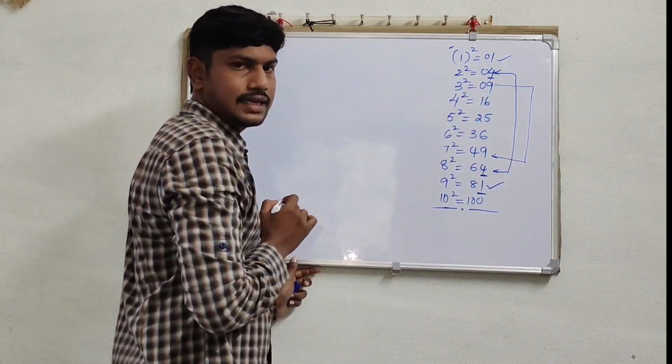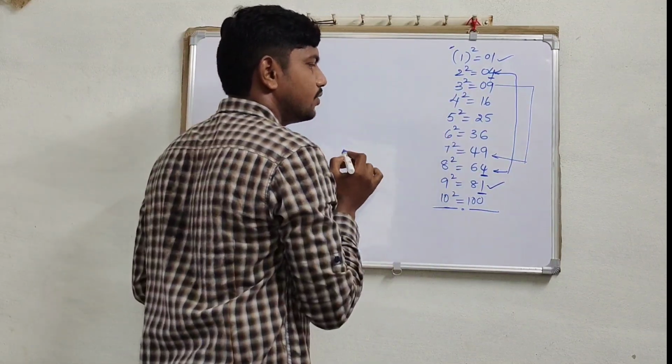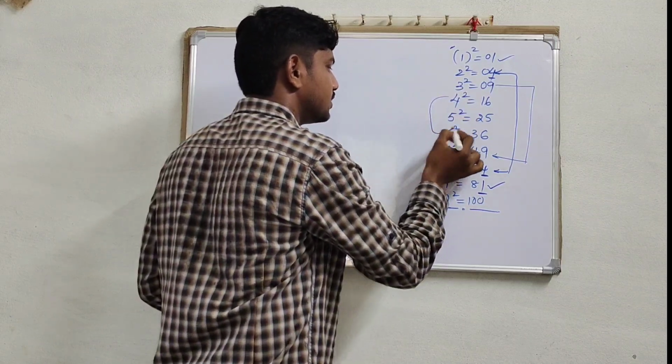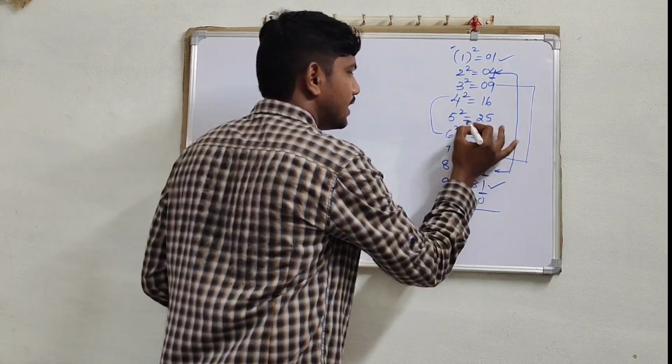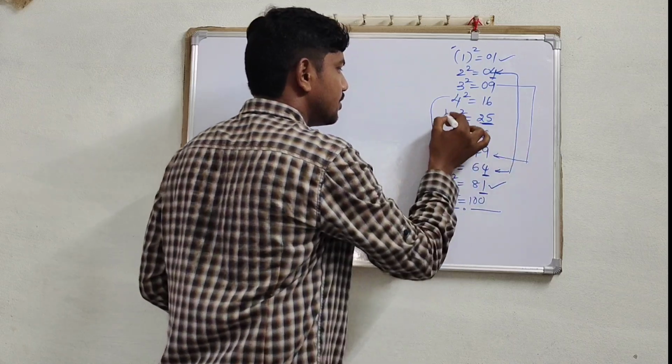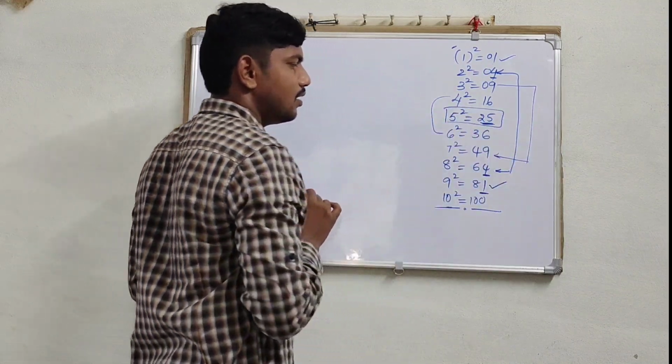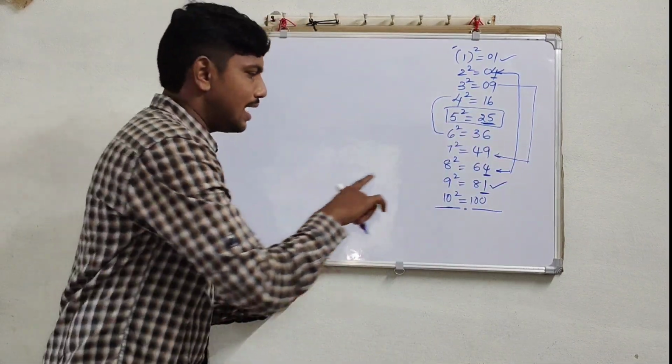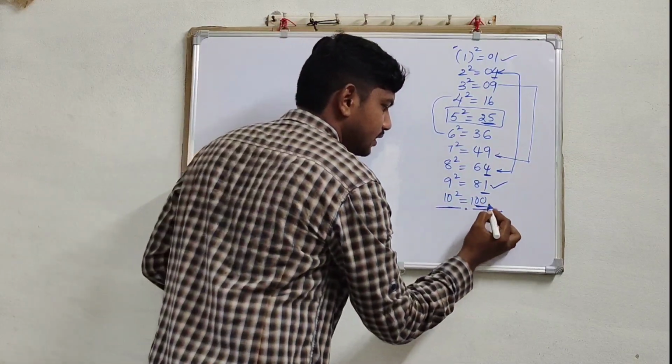Four square has unit digit 6, and 6 square has unit digit 6 also. These two will match. But you see, 5 square has unit digit 5. This is the only unique one we have, and the remaining all match with another. And 10 square ends with 2 zeros.